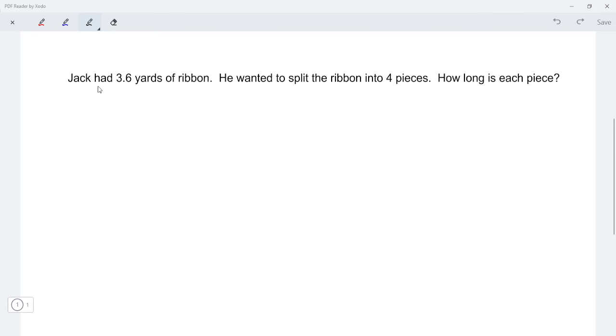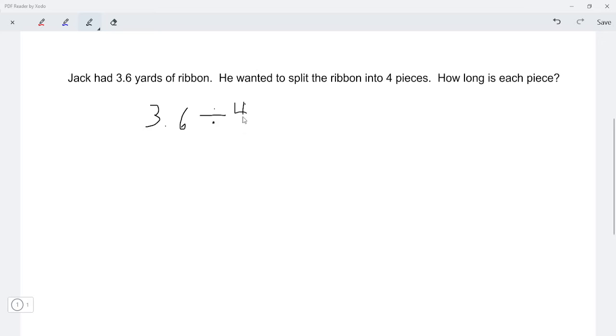So Jack had 3 and 6/10 or 3.6 yards of ribbon. He wanted to split the ribbon into 4 pieces. How long is each piece after he splits it into 4 pieces? So, what we would end up doing is we would do 3 and 6/10 divided by 4.